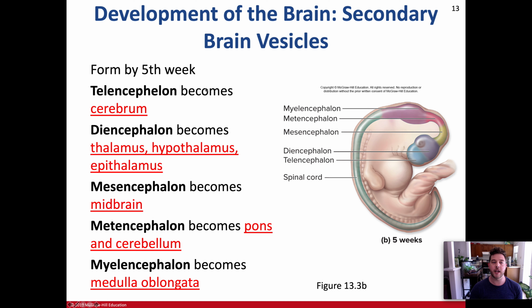Your telencephalon will eventually become the cerebrum, that part that sits right on top. The diencephalon will differentiate into the thalamus, the hypothalamus, and the epithalamus, and we still refer to all of those structures as the diencephalon collectively. The mesencephalon, metencephalon, and myelencephalon will differentiate to become the midbrain, the pons, and the medulla, so your brainstem, and then your cerebellum as well.